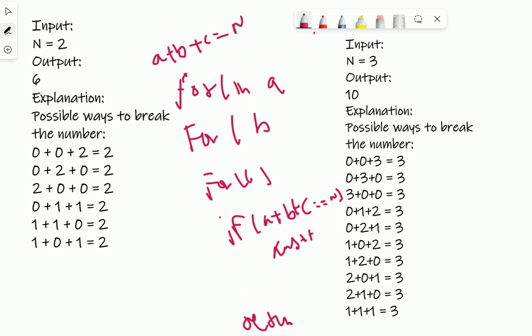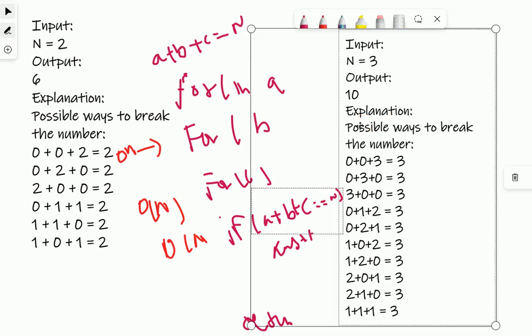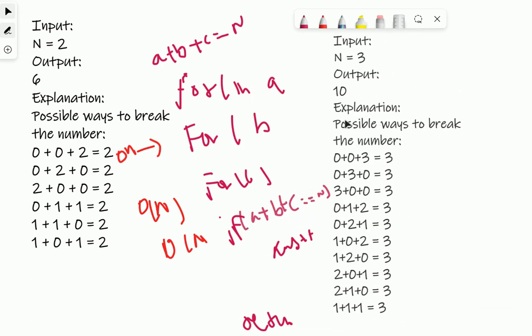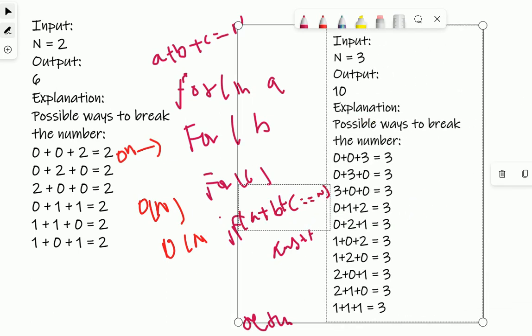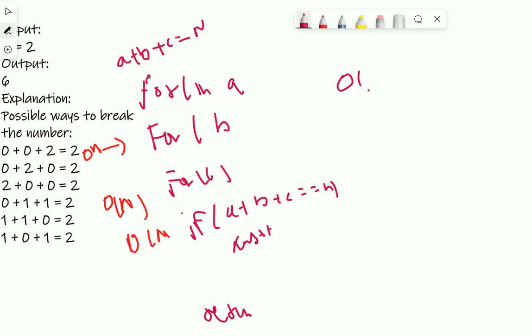But if we talk about the time complexity of the problem, this for loop contains order of n, this for loop order of n, and the last one also order of n. So the time complexity overall is n cubed, n to the power 3.